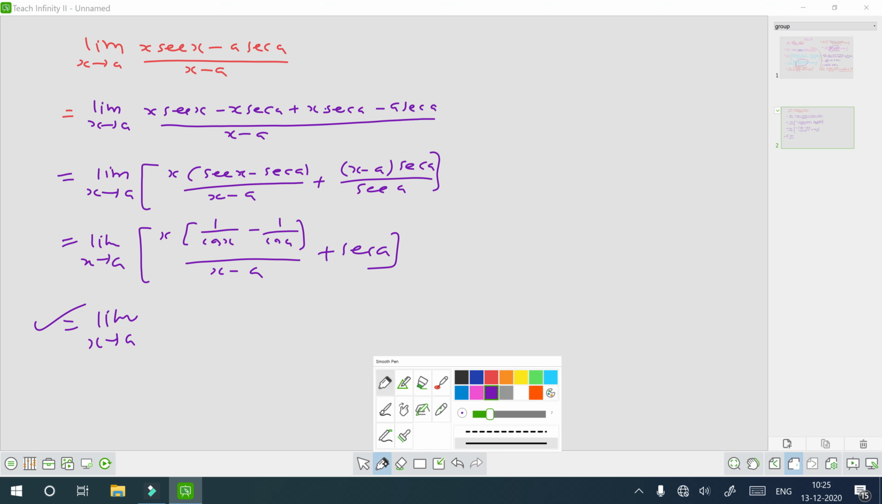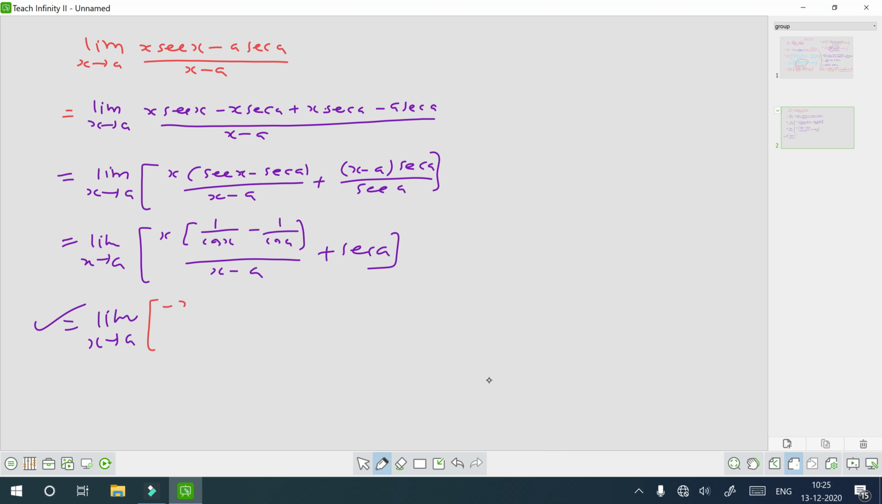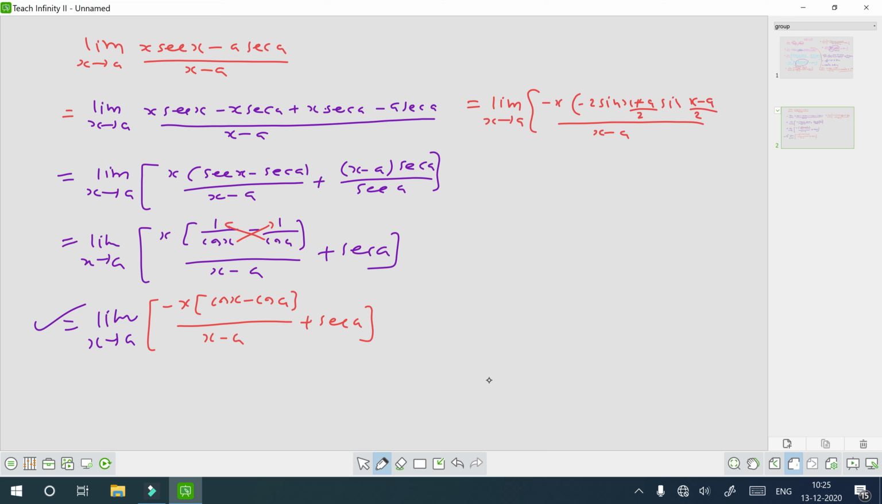Now that is equal to limit x tends to a. Important step: here I am taking minus sign common. Here you get cos a minus cos x. If I take minus sign common, then cos x minus cos a over x minus a plus sec a. Now what is the formula of cos minus cos? That is equal to limit x tends to a, minus x into bracket minus 2 sine (x plus a)/2 sine (x minus a)/2 over x minus a, plus sec a.